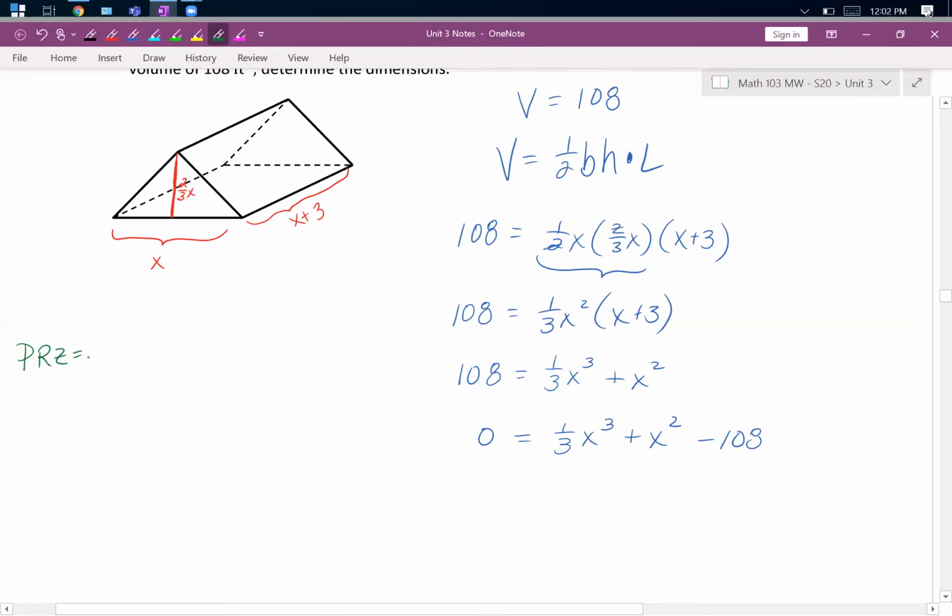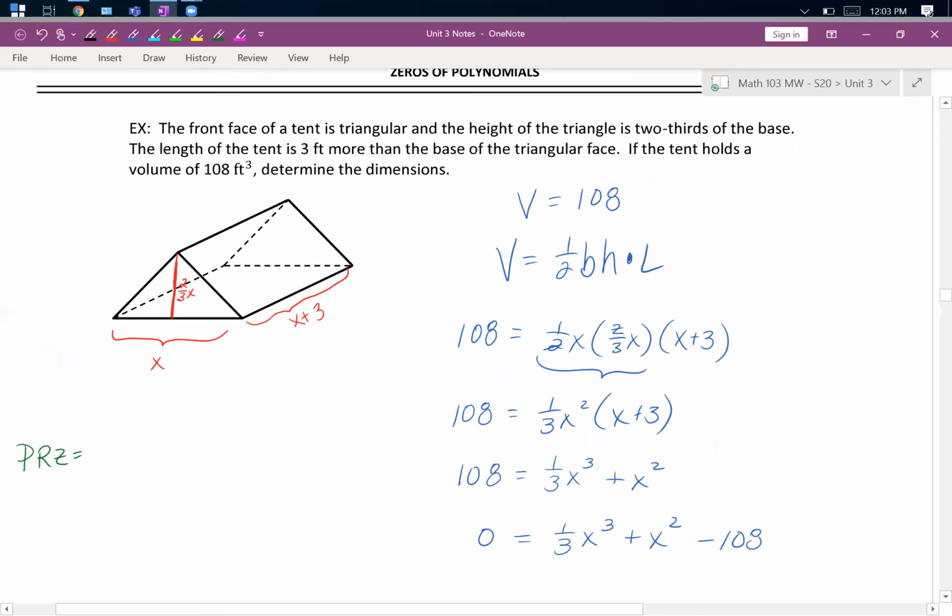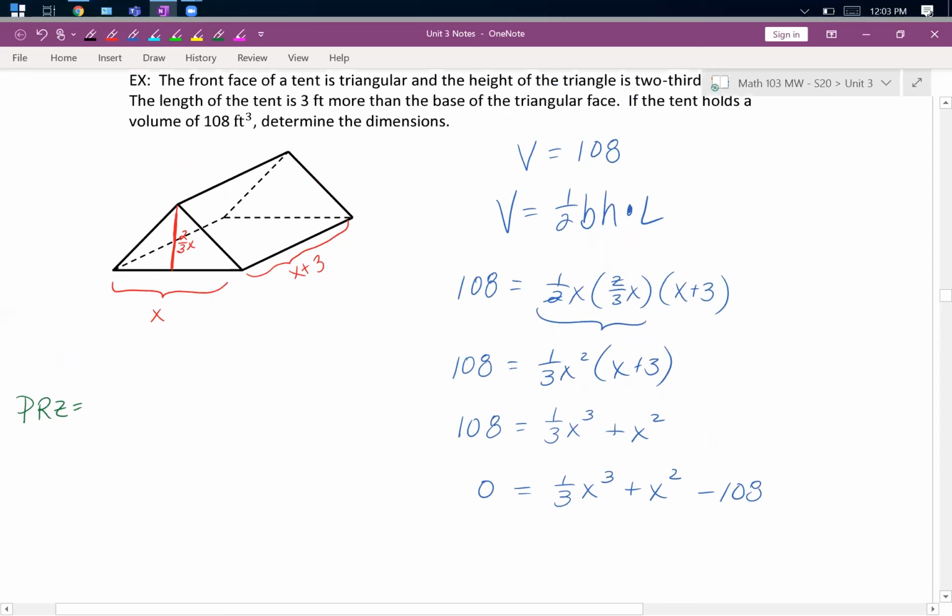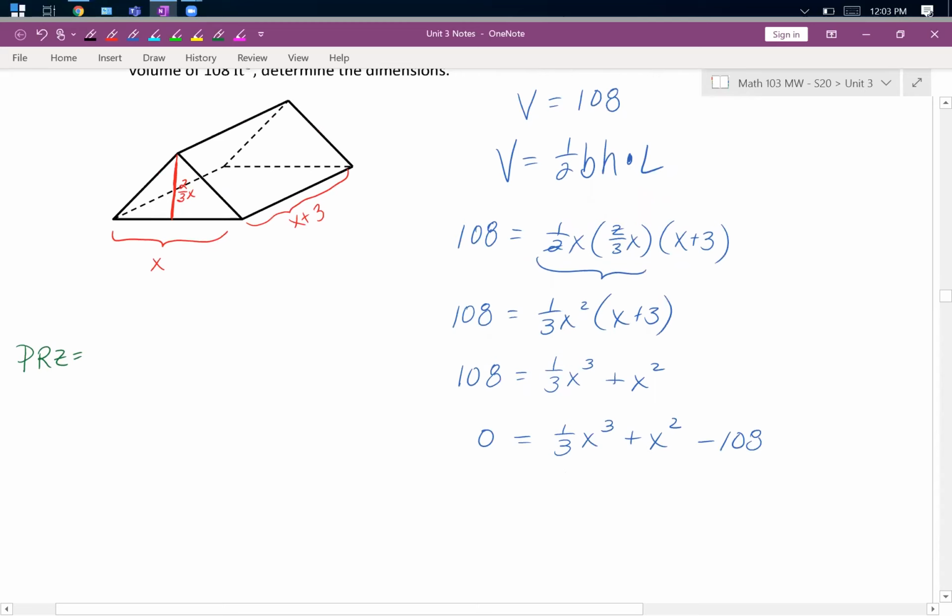We want to list out some possible rational zeros to help us get started. I certainly don't want to do them all. 108 is a pretty big number. When I'm choosing some possible rational zeros to list out and test, what can you tell me about the zeros for this test? They should only be positive, just like the previous example. And what kind of number would be reasonable? This is in feet, is our unit. So a tent that is 108 feet across, I mean, that's kind of unreasonable, right?